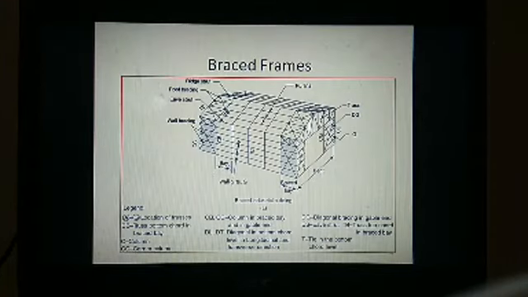Before showing the components, trusses are classified into two types: one is a braced frame truss, and the other is an unbraced frame truss. Braced frame truss, in the sense the truss is completely braced with the help of different ties and strut members. Unbraced frames, like PEB structures, nothing but pre-engineered building structures, are not braced within the truss at all. So they are called pre-engineered buildings.